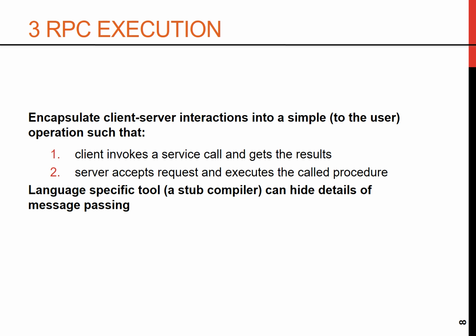To achieve this level of simplicity, we utilize a tool known as a stub compiler. So this tool effectively hides the complexities of message passing across the internet, allowing application programmers to focus solely on their tasks without needing to worry about the network layer. In essence, it's similar to how operations function on local machines, where details of communication are abstracted away, enabling a smooth and user-friendly experience.